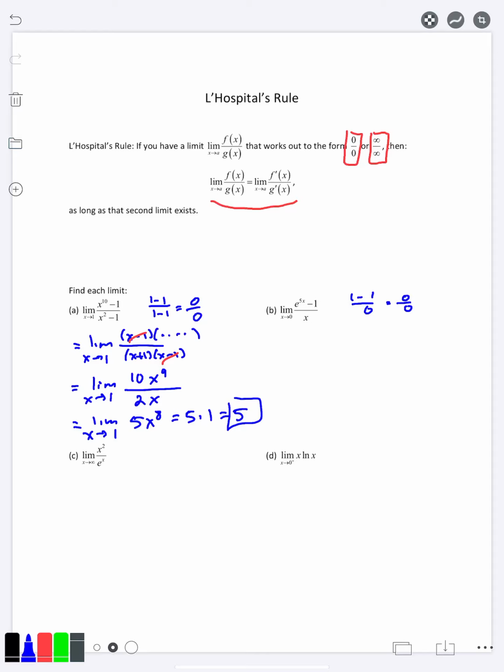But this is the right type to use L'Hopital's rule on. So we go ahead and take derivatives top and bottom separately. The derivative of e to the 5x minus 1 is going to be 5e to the 5x. The derivative of x on the bottom is 1. And we can just go ahead and plug in 0 here. 5 times 1 over 1. And we get the answer 5 again.